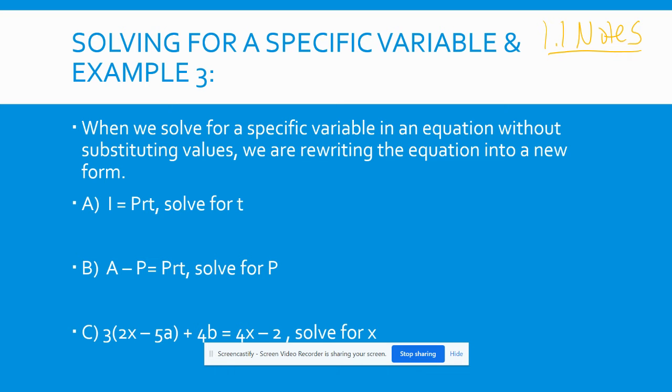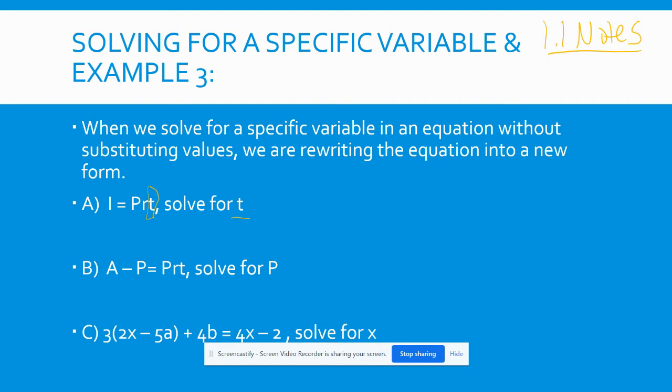Welcome back, everybody. We're going to finish our 1.1 notes today. And for example 3, we're going to talk about solving equations for a specific variable. So we're basically writing a new equation without substituting values. Solving for t. This is a simple interest formula.